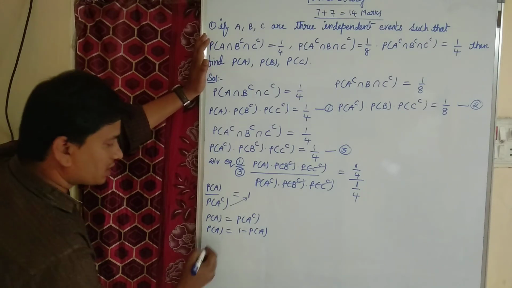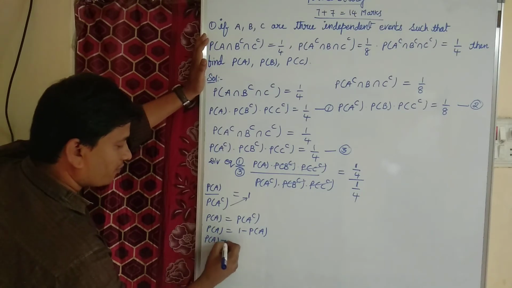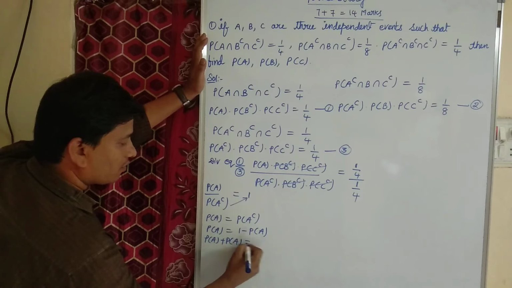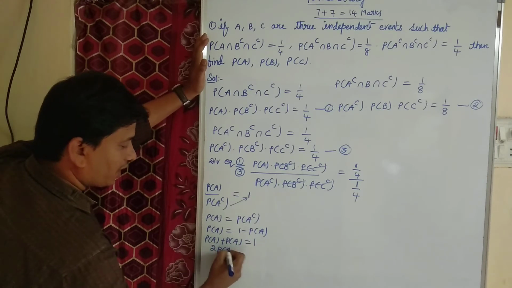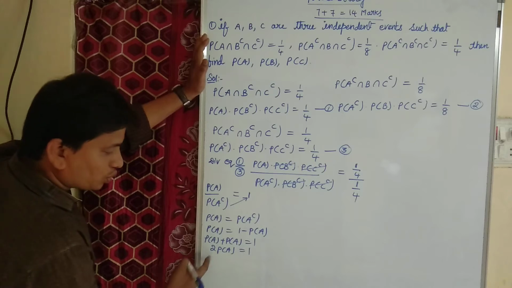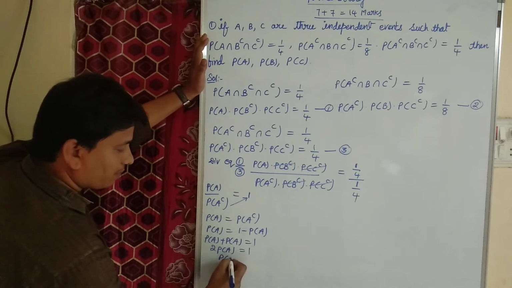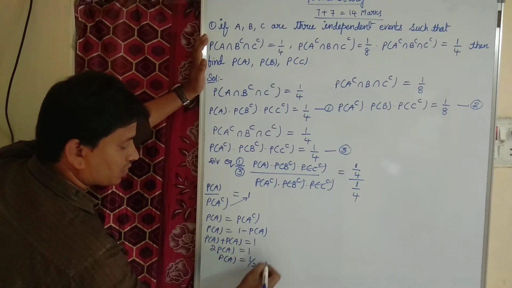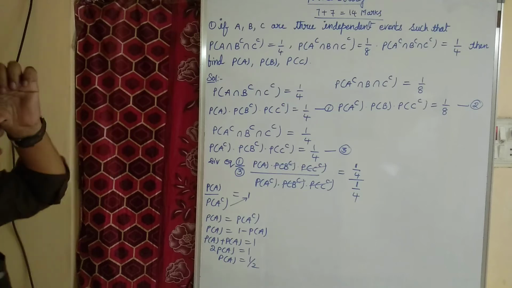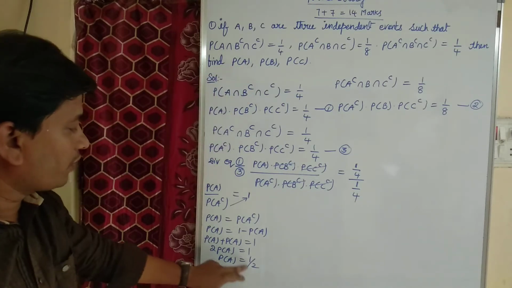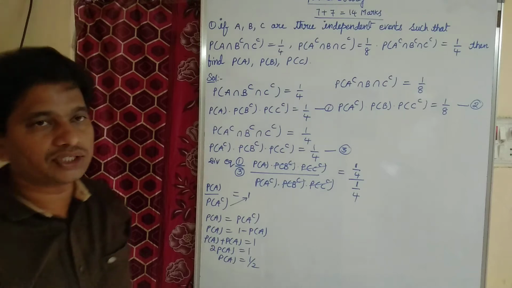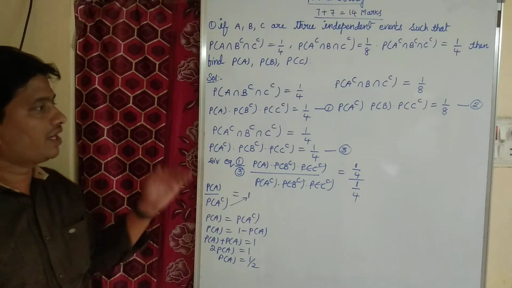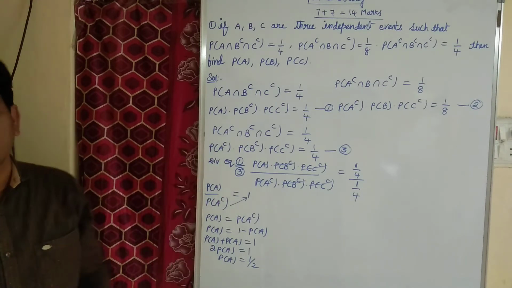Let me transpose minus P of A. It will become P of A plus P of A equal to 1. So 2 into P of A equal to 1. As 2 is multiplying, transpose, you will get P of A equal to 1 by 2, children. They are asking to find the value of P of A, and we got the value of P of A as 1 by 2. Children, did you understand how we got P of A? We divided equation number 1 by equation number 3.